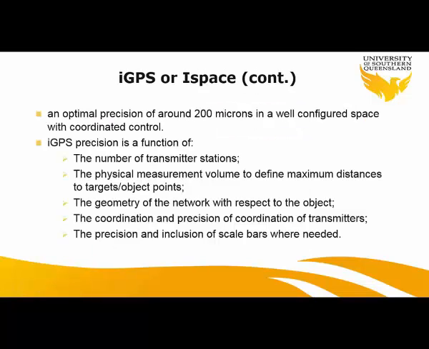Let's continue with RGPS. RGPS can give you the accuracy of 200 microns, which is acceptable, not as precise as laser tracker and laser radar, but the precision for RGPS also depends on the number of transmitter stations, how many of them you have, and the physical measurement volume to define the maximum distance to the target. It's always critical to know the maximum distance you can have to your target, because it really affects the accuracy that you can achieve.